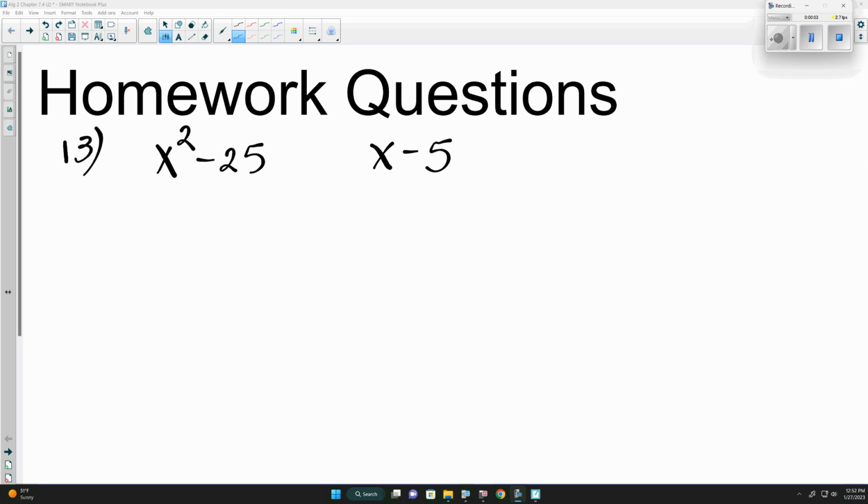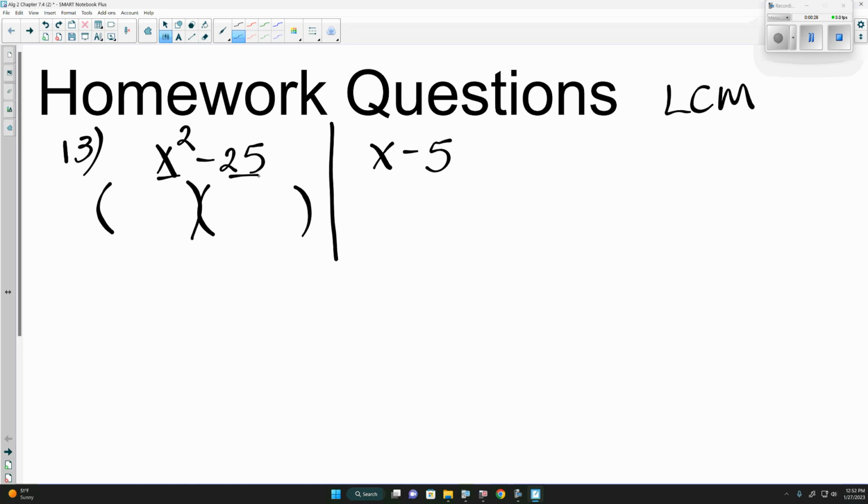Before we look at today's lesson, we're going to look at this homework problem here. We want to find the least common multiple between x squared minus 25 and x minus 5. Now x squared minus 25 will factor. x squared and 25 are both perfect squares, so we have x and x, 5 and 5, then we'd have plus and minus. x minus 5 is already factored, yes?